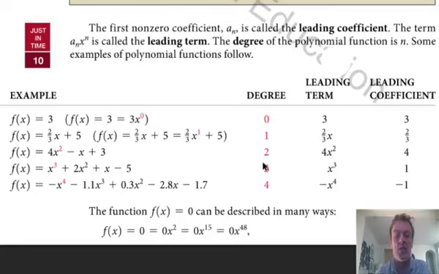An x cubed. So it's degree 3. Looks like its leading term is just the x cubed, so its leading coefficient is just 1. Imagine there's a 1 there. And lastly, this is going to be degree 4. There it is. Leading term is negative x to the 4th. So the leading coefficient is negative 1. Think of that as negative 1. Right, just examples of polynomials.